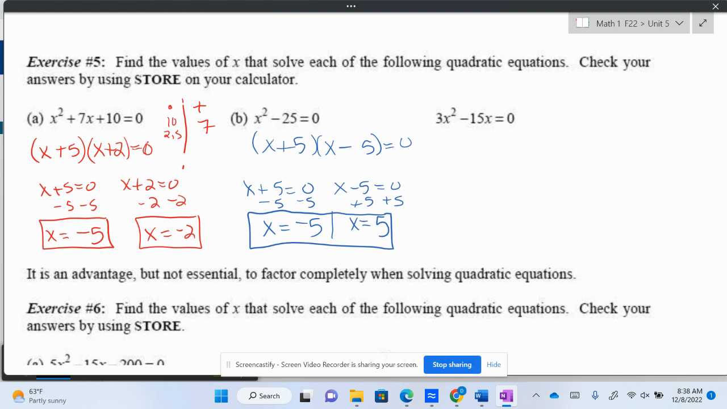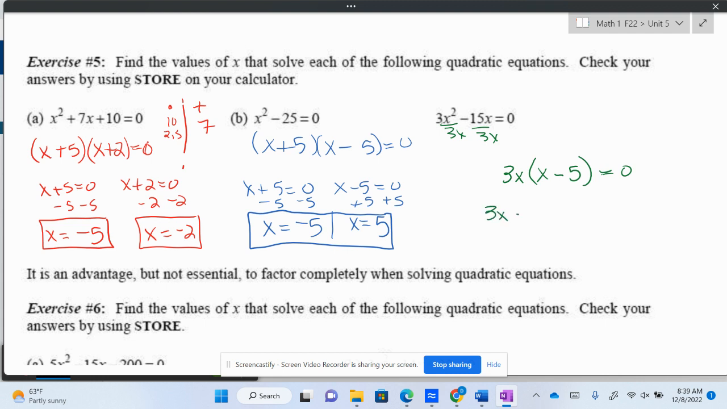Okay, what about this next one? This one's a little different. What can I do? What is the GCF, McKinley? So I'm going to divide everything by 3x. So I take out my 3x, and I'm left with x minus 5, and they equal 0. So what actually equals 0, McKinley?